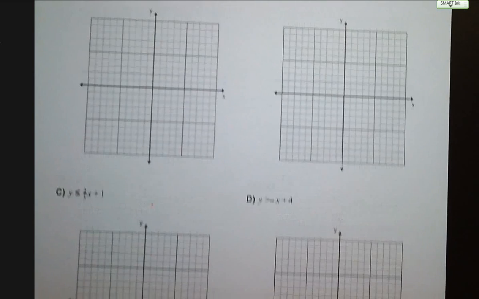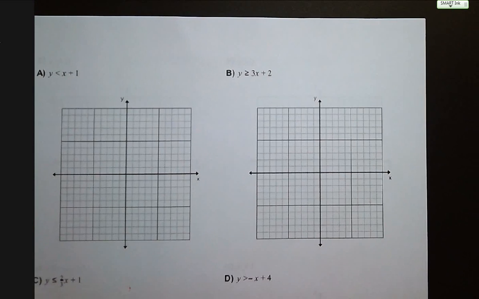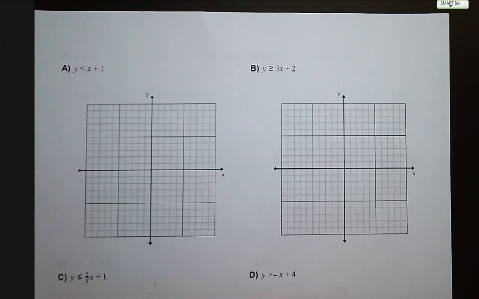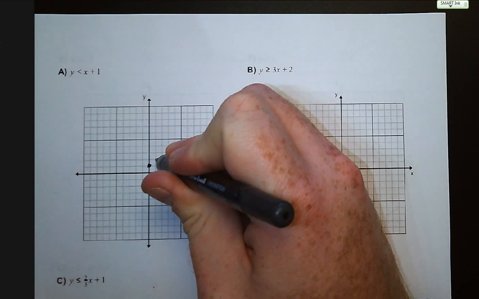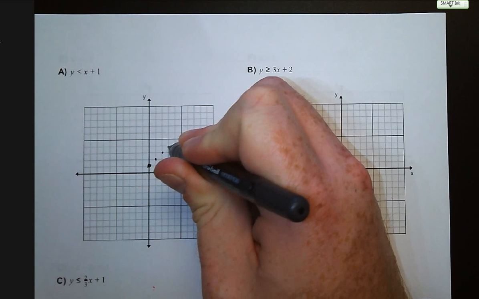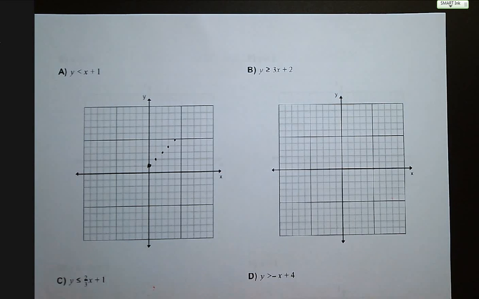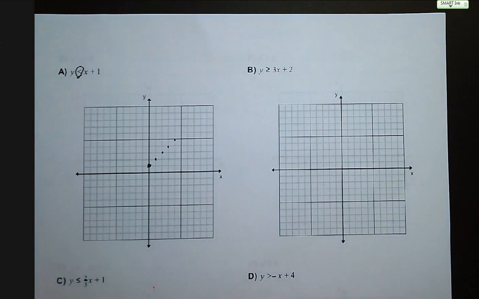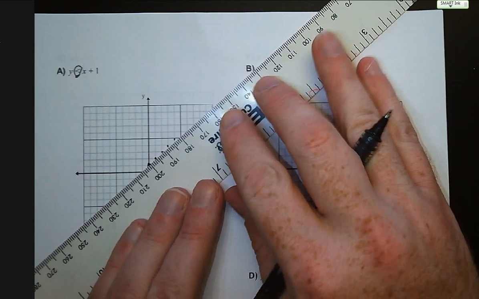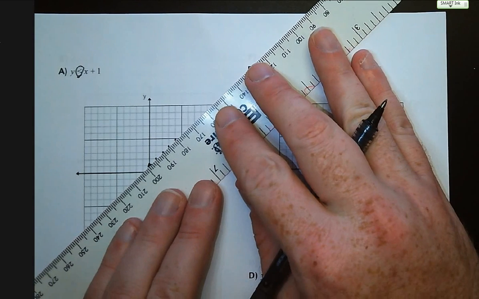So let's do a couple more practice problems. Letter A, we have y is less than x plus 1. So we're going to start by graphing our line. So we have a y-intercept of 1, and we have a slope of 1. Okay, and I have a less than symbol, so this is going to be a dashed line. So when you draw a dashed line, it should just be broken.